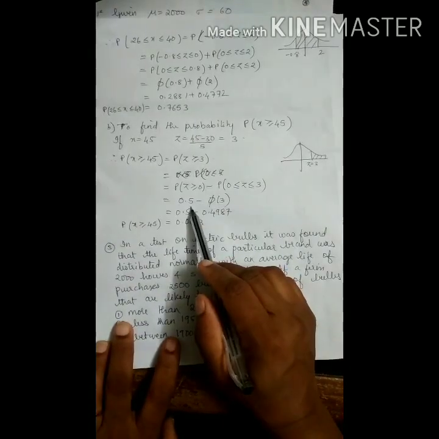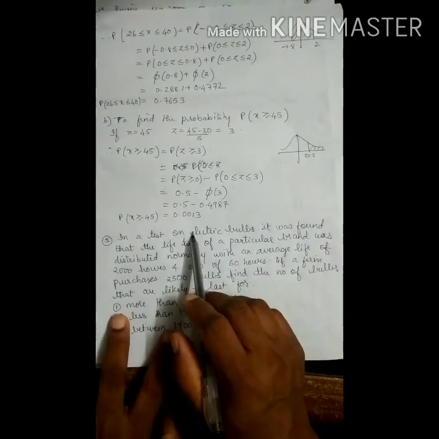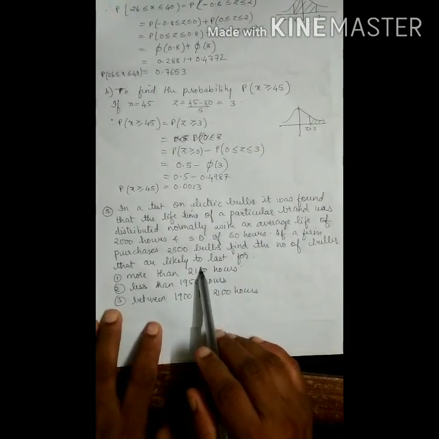So whole area is how much? 0.5 minus phi of 3. That will be the answer. So this way we are calculating for the problem. That is a very important problem. This next problem is also important.